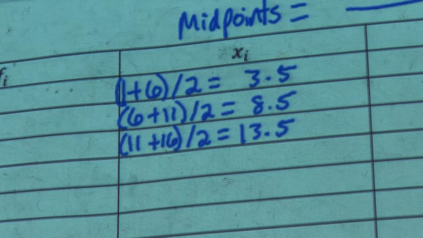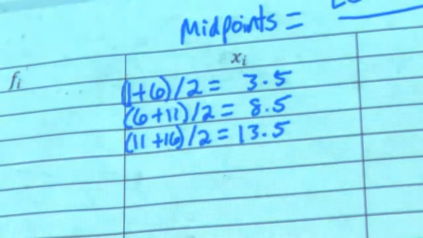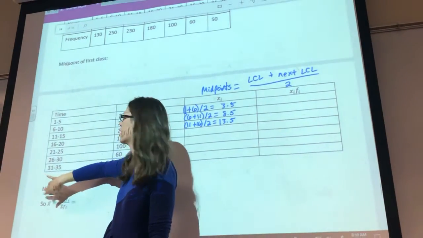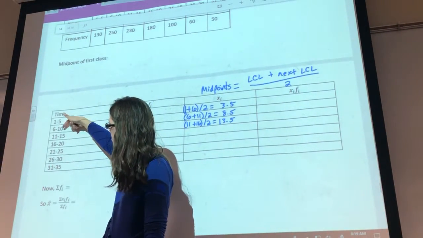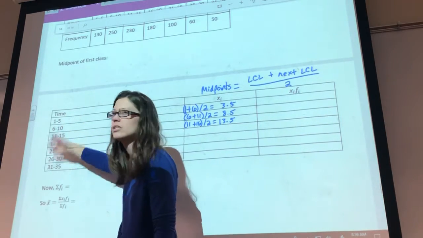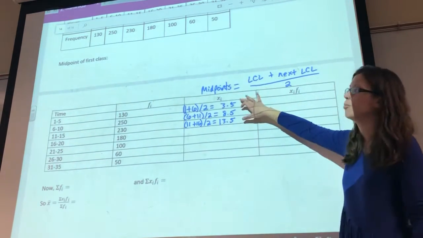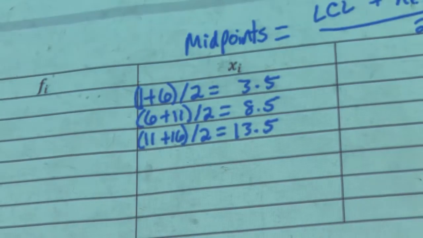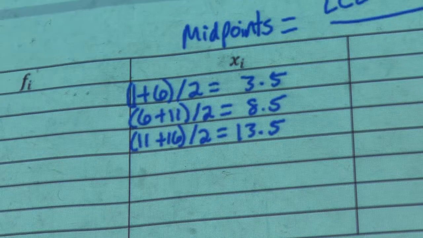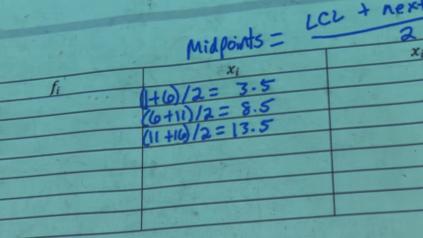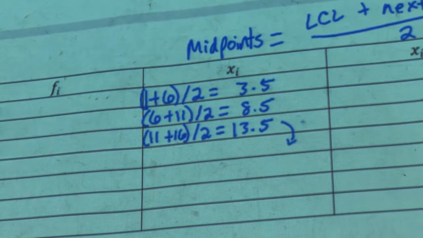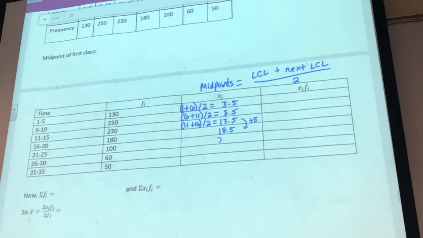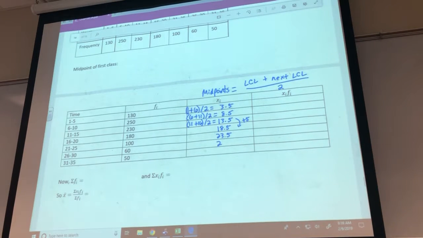So 5 is our class width, because if you look over here at your time, from 1 to 6, 6 to 11, 11 to 16, we're just adding 5 each time. Same thing with our upper class limits, 5 to 10, 10 to 15, 15 to 20. So we can do that. Same thing with our midpoints here. We can just add 5 each time, so you don't have to keep doing that calculation in your calculator. Just add 5 each time to make it go a little bit faster. 18.5, 23.5, 8.5.